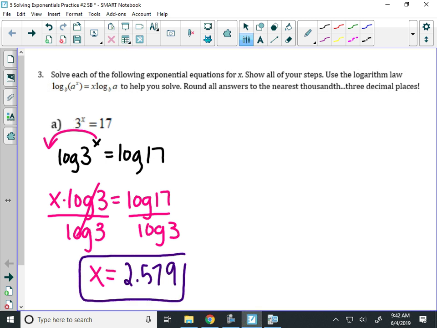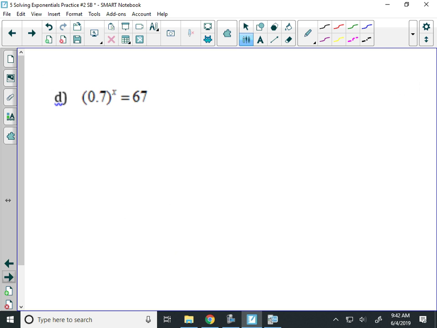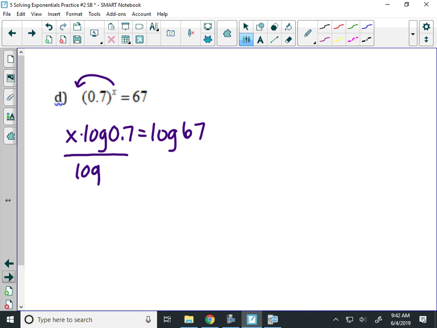Now the next one is part D. Again, very similar, like nothing you have to do other than take the log of both sides. I'm going to skip a step here. I know that the x is going to pop in front of the logarithm when I take the log of both sides. So I'm going to skip right to that part. And I'm going to go ahead and just divide by log of 0.7.